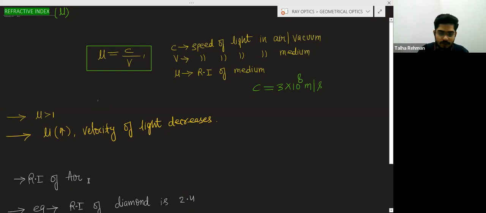So refractive index of air is 1. Why 1? Because when you calculate the refractive index of air, C is there and here also it will be C, because then you take the speed of light in air. So C by C is 1.